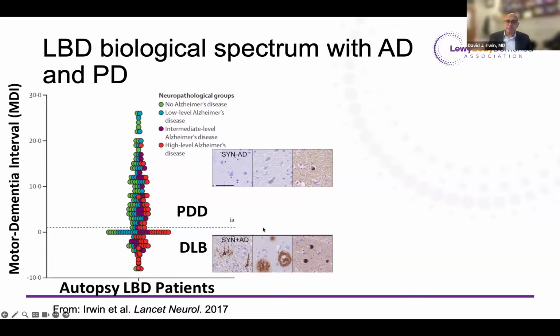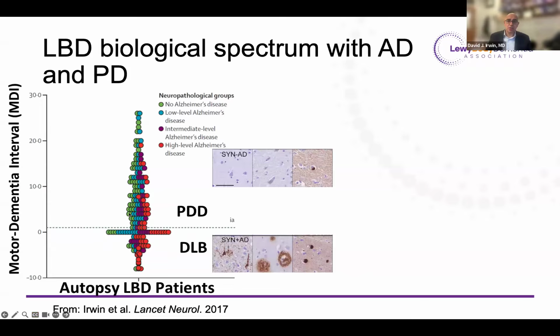This plot shows what's called the motor dementia interval, the time from getting motor Parkinson's to getting cognitive impairment. As you go up the y-axis to higher time intervals, you have a longer time of Parkinson's with later occurring dementia, whereas negative numbers and values close to zero represent the clinical syndrome of DLB. And each dot is an individual brain donation patient who had varying amounts of Alzheimer co-pathology.